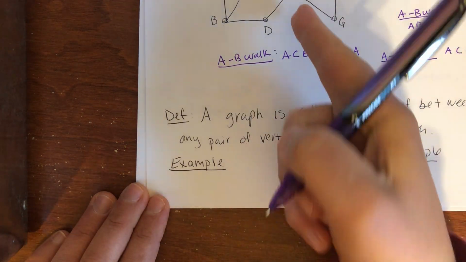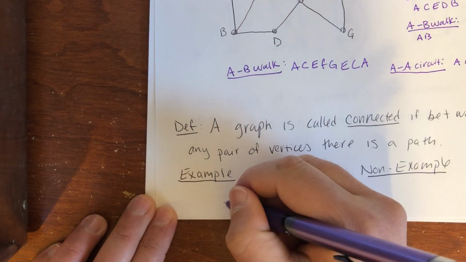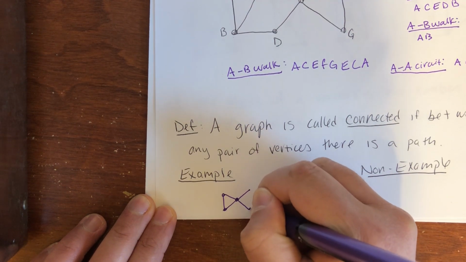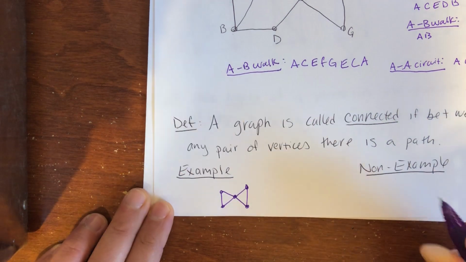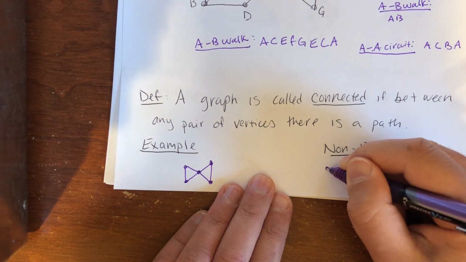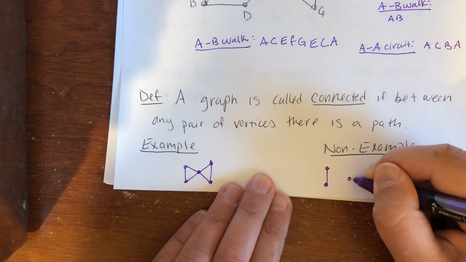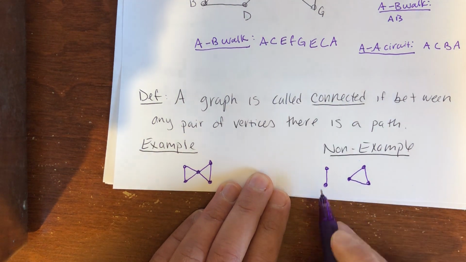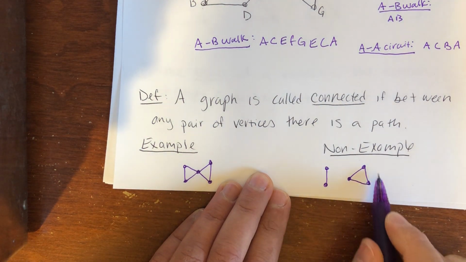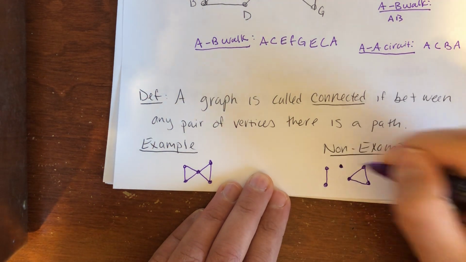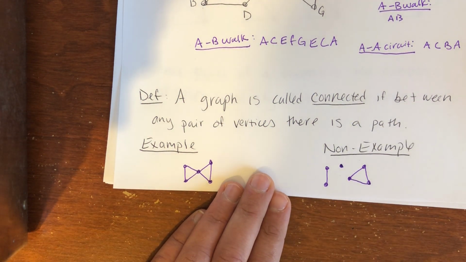So as an example, this one up here is connected. Something like this would be connected. But a graph that's not connected is one where you could find a pair of vertices where there's no path between them. So this graph here is a non-connected graph. This is just one graph and it's not connected. Maybe I could even add something like this, just a vertex floating on its own.